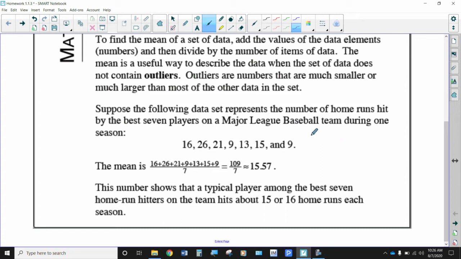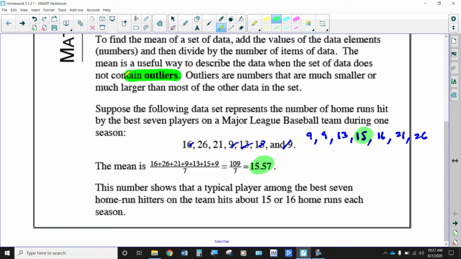Well, you could put them in order from least to greatest: 9, 9, 13, 15, 16, then 21 and 26. So the number that falls in the middle there would be the median. This is the process that I just showed you for finding the median. But the median and the mean should be relatively close to each other if there are no outliers. And so what number comes closest to the center of this data? Well, as far as the mean is concerned, that would be 15.57, which you may choose to round up to 16. But you can see there how the 15 fits right square in the middle of the data.